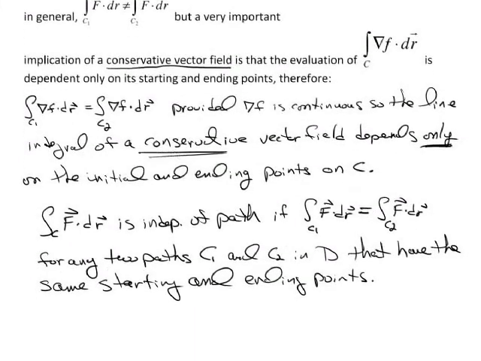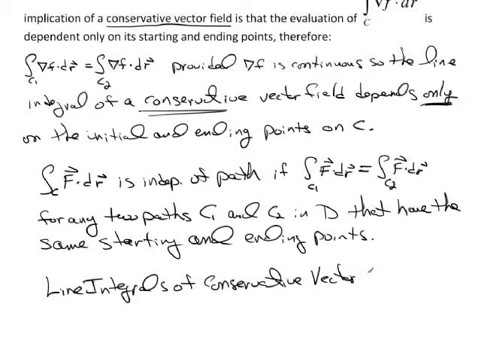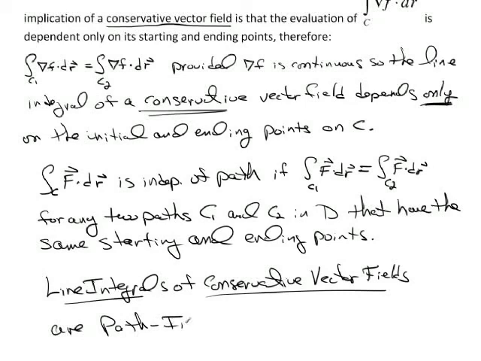Now, based on all of this, what we say is simply that line integrals of conservative vector fields are in fact path independent. And that is the major punchline to all of this right there.